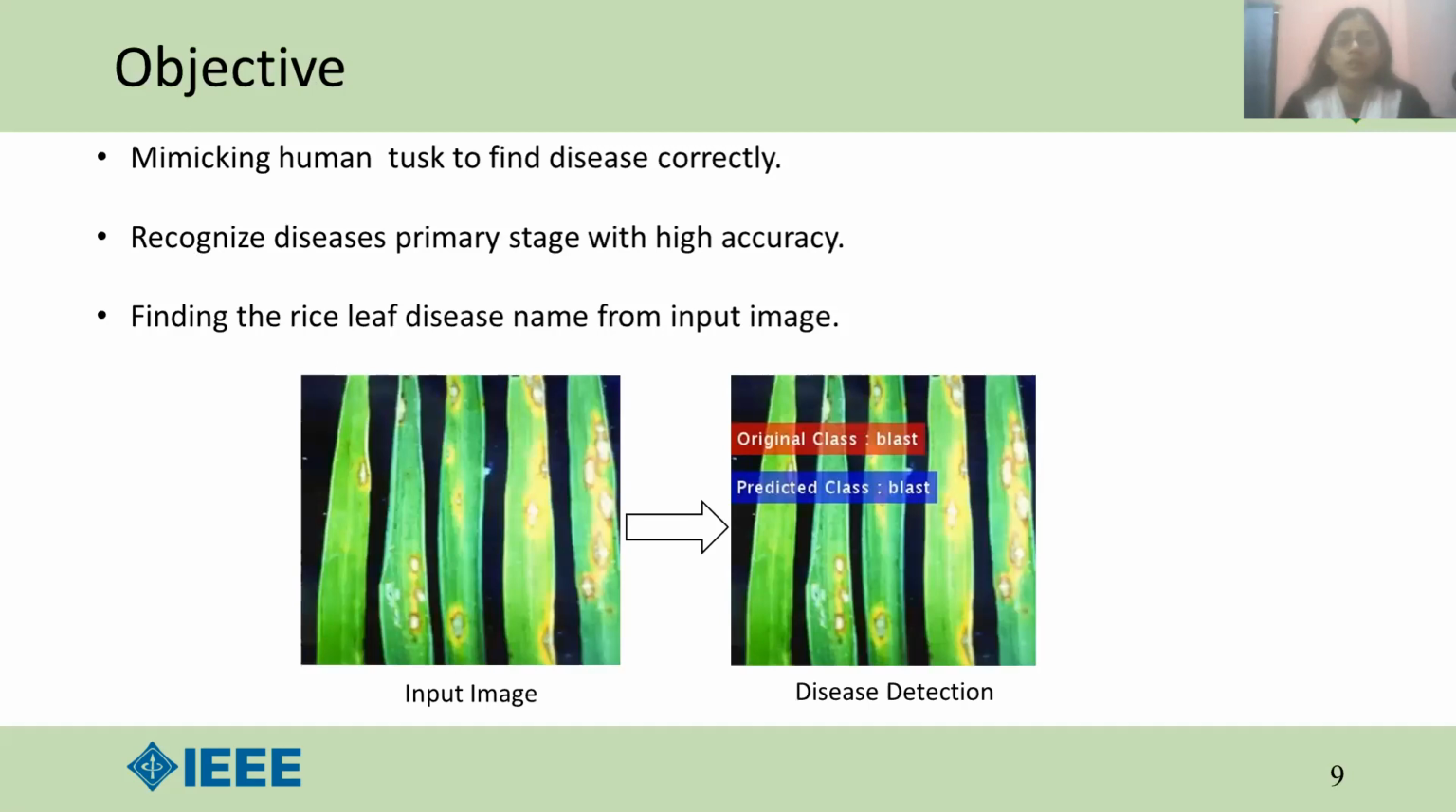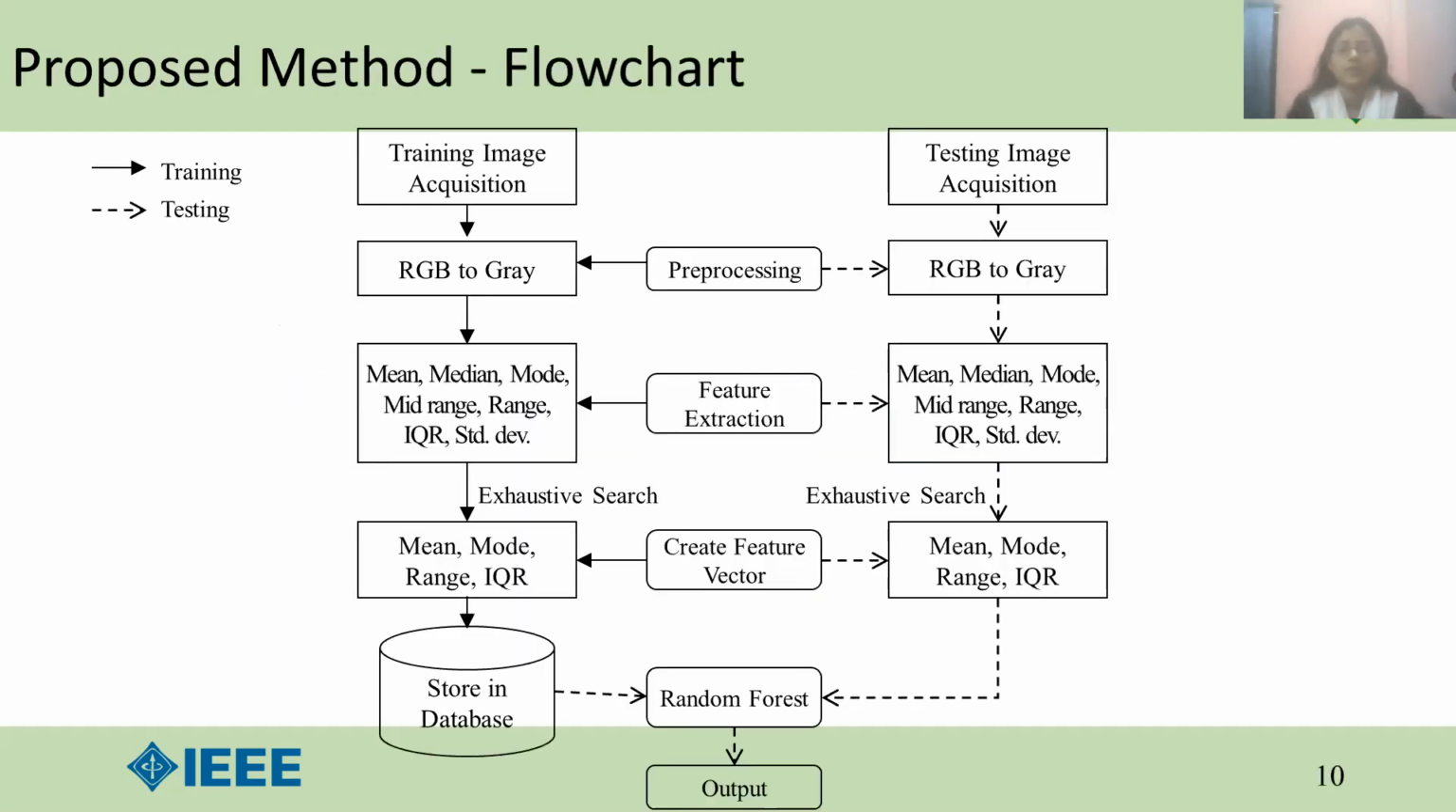So the objective of this work is to mimic the human task to find the disease correctly, recognize the disease at the primary stage, and with high accuracy find the disease with the name from the input image. This is the flowchart of this work.